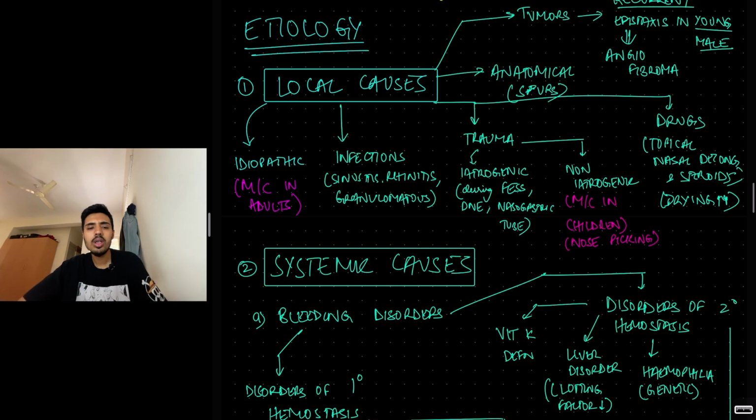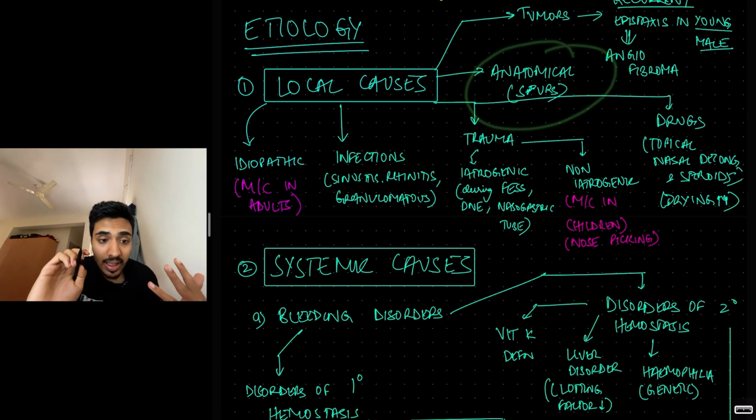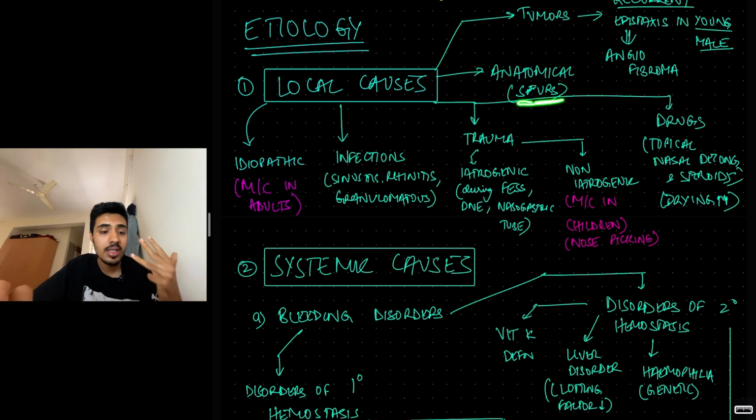So what are the local causes? Idiopathic, most common in adults. Trauma can be iatrogenic or non-iatrogenic. Iatrogenic, like during FESS, DNE, etc. Non-iatrogenic, like nose picking, most common in children. Tumors like angiofibroma. Anatomical causes like deviated nasal septum spurs. Infections like sinusitis, rhinosinusitis, granulomatous infections, and drugs like topical steroids and nasal decongestants.